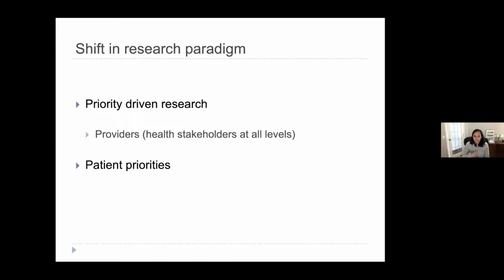So then you can start designing small components of your research program to address that, either to understand patient priorities or understand patient experience, or co-design and co-create questions with your patient partners.